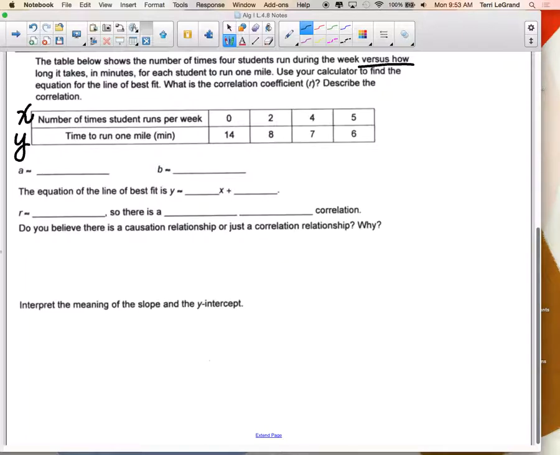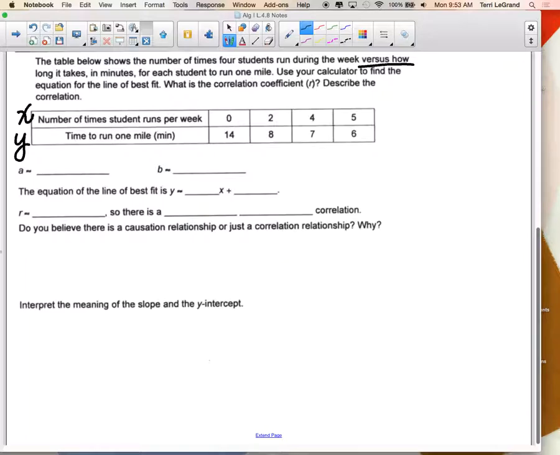Remember you have to think about it. As x increases, what's happening to the other? So as x increases, what's happening to y? Decreases. It should be decreasing, right? The time it takes to run the mile hopefully is going down, so we should expect a negative correlation. We should expect a negative slope for our line of best fit, right?